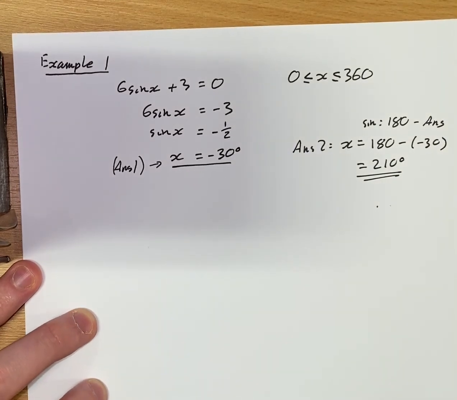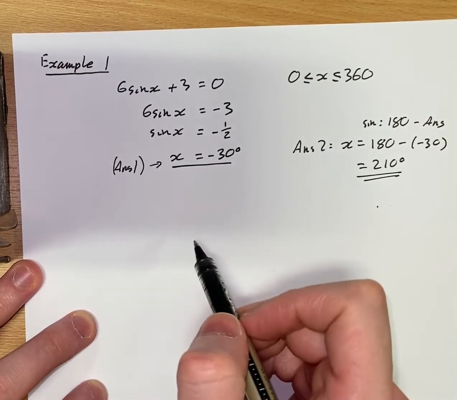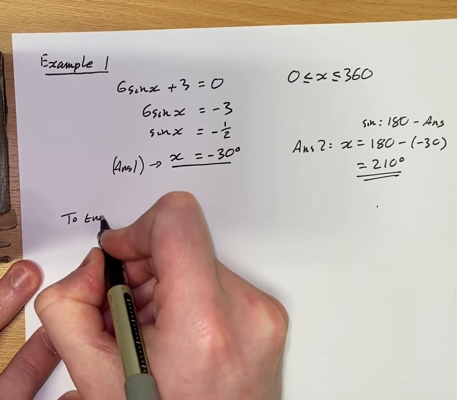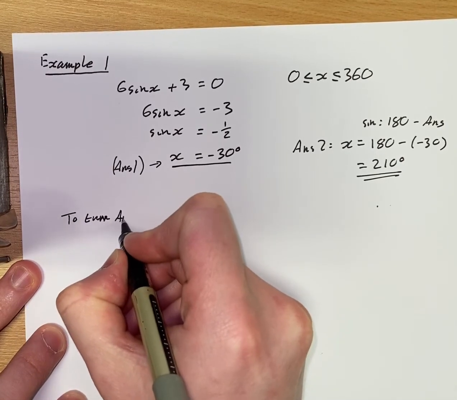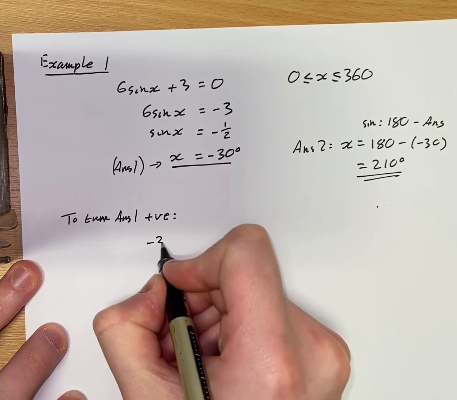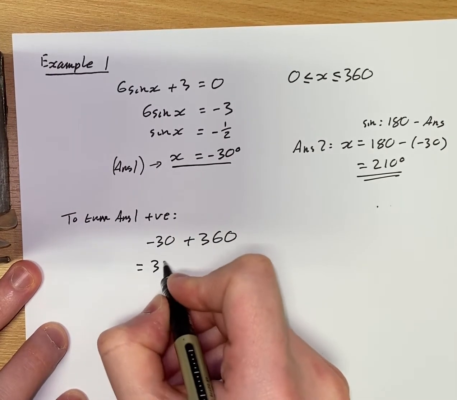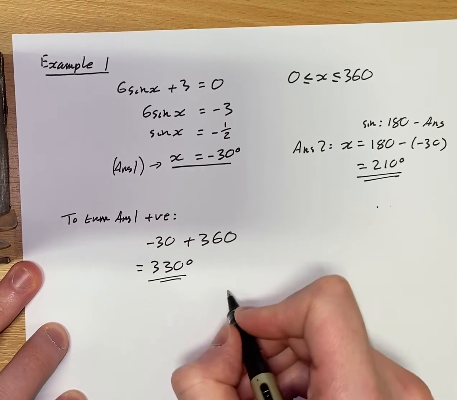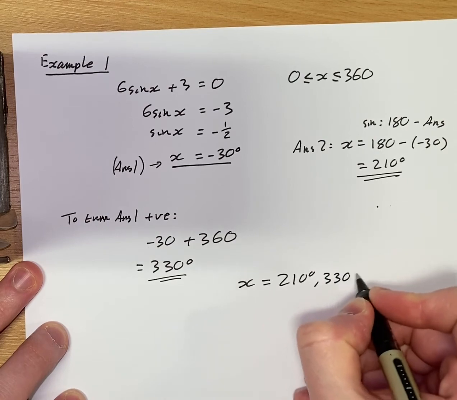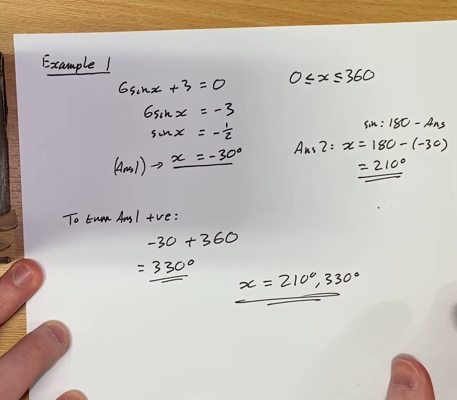to give you 210 degrees as your answer 2. Once we've done that, we go back to answer 1 and turn it into its positive equivalent. So to turn answer 1 positive, all we do is take our negative 30 and add 360 to give us 330 degrees altogether. So our final answer here would be x equals 210 degrees and 330 degrees. These are the two values that lie between 0 and 360.